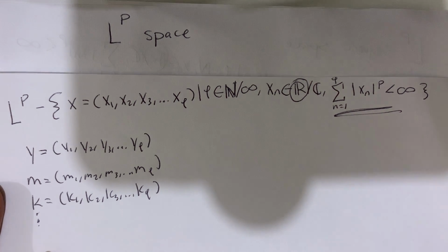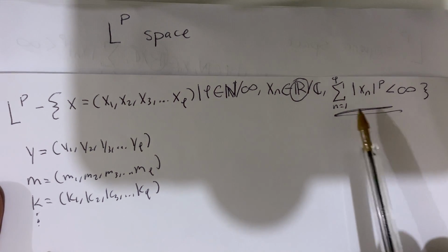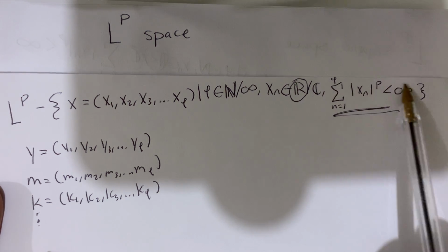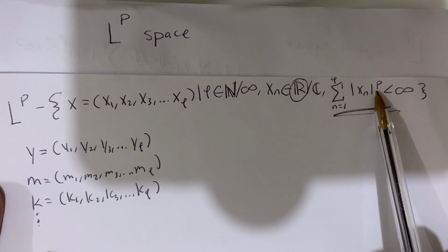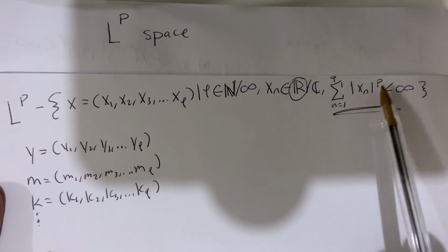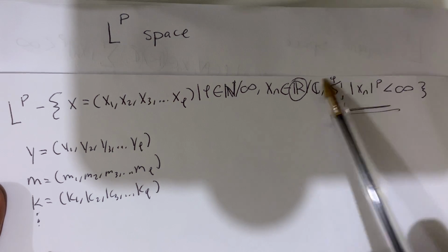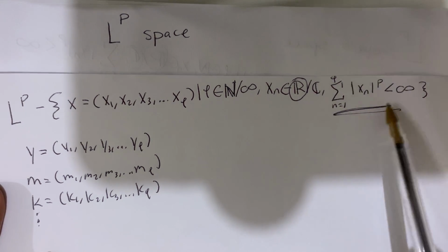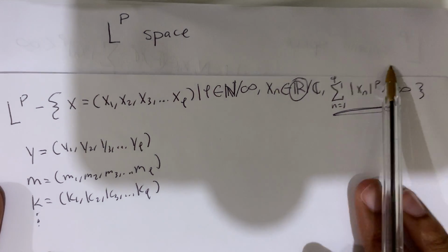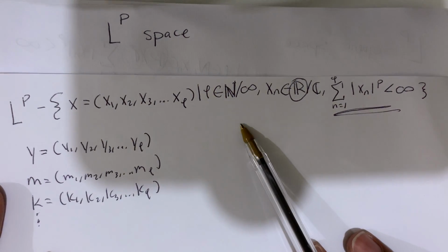This is what makes LP. It says that the sum of xn to the p has to converge, and p, by the way, can be any real number. I believe maybe a natural number, but I think any real number, any positive real number maybe. But this has to converge. Okay. And yeah, if these properties are obeyed, we have an LP space.